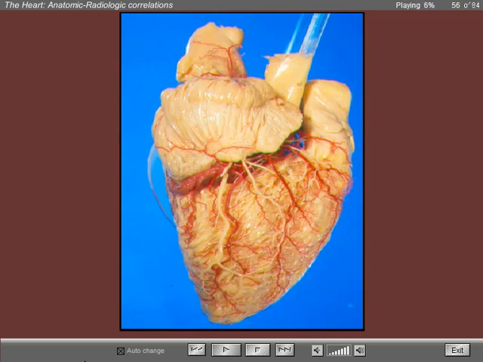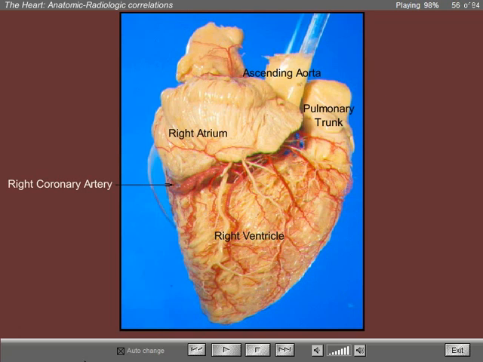This is a cast corrosion preparation where the heart has been rotated to about 60 degrees. Note the atrioventricular groove with the right coronary artery. Above it is the right atrium, and below it is the right ventricle, which continues with the pulmonary trunk. The probe is in the ascending aorta.